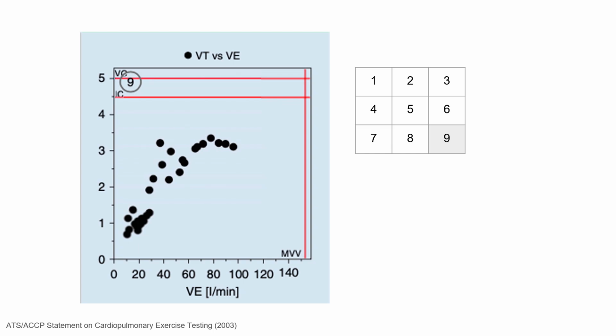So patients with lung disease tend to have a flatter VT to VE plot, and they reach this plateau much earlier because they're relying on increasing their rate more than their tidal volume, especially those with restrictive lung disease, but it can also be seen in obstructive lung disease because of dynamic hyperinflation. So here you can see a slightly flattened VT-VE plot that you would see in disease, and here you can see the breathing reserve, which is the distance between the maximal minute ventilation achieved, or the peak minute ventilation, and the MVV.